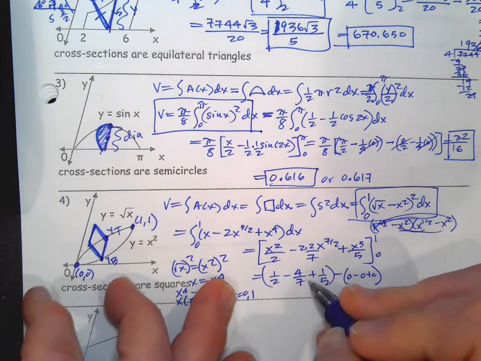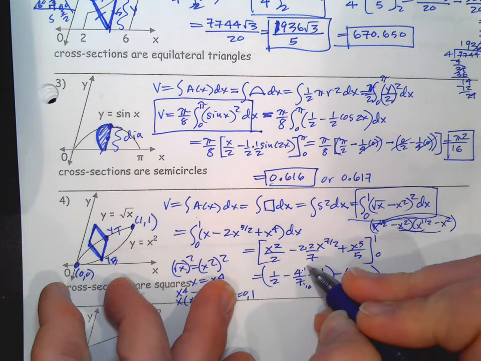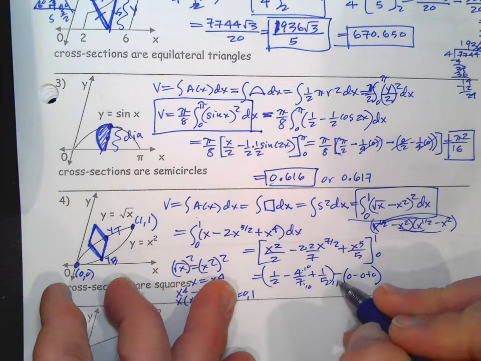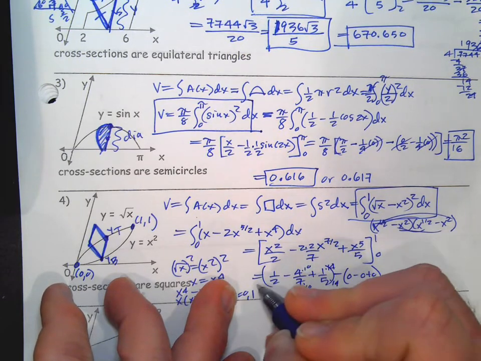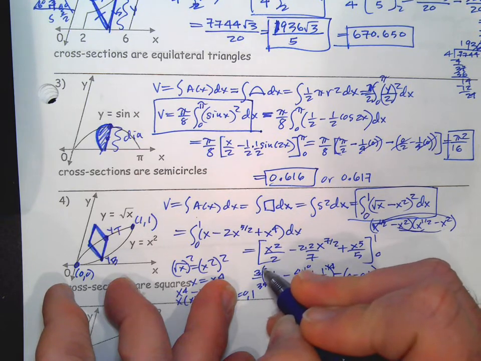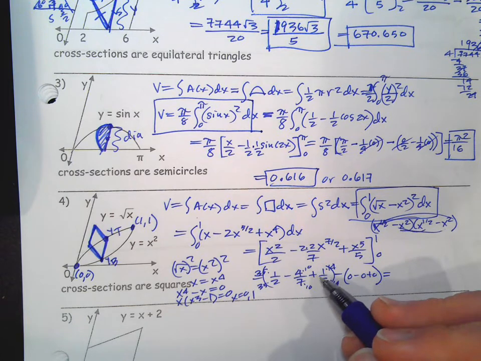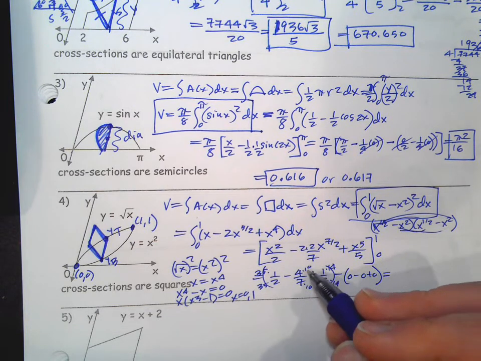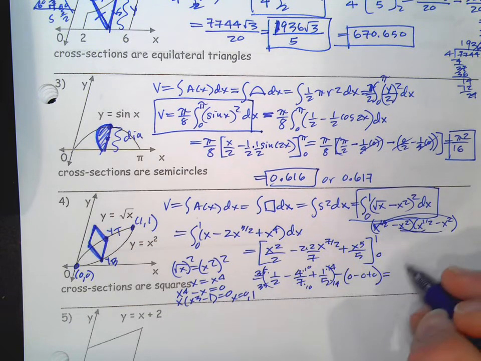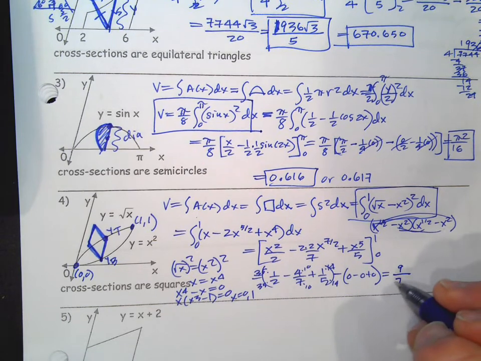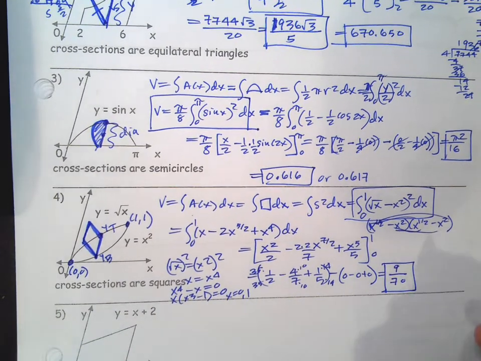Least common denominator would be 70. So we give every one of those that. And then we have 35 minus 40 is -5, plus 14 is 9/70. That's the exact answer.